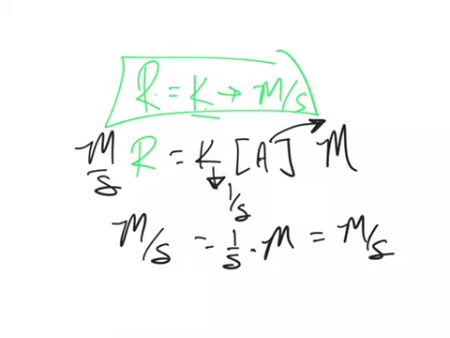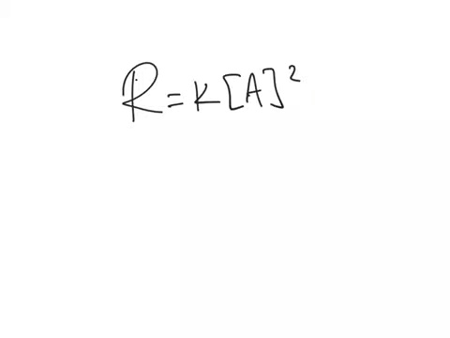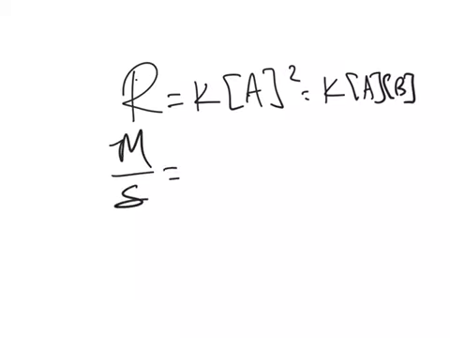Now, if we do another one, we go to a second order, and we have R equals K times A squared, or it could be K times the concentration of A times the concentration of B. So we're back to the same thing. The rate has to be molarity per second. This is squared, so we get molarity squared. That means we have to drop this exponent by 1.